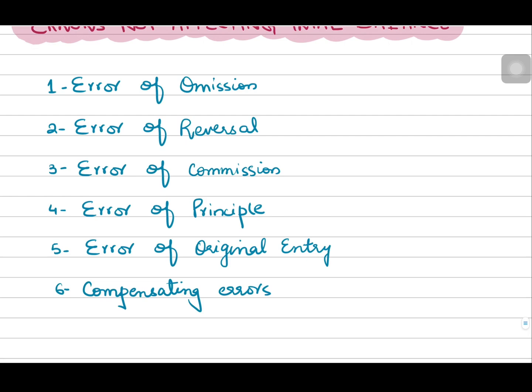There are in total 6 errors that do not affect the trial balance. These are error of omission, error of reversal, error of commission, error of principle, error of original entry, and compensating errors. We'll be starting with these errors in the next video.